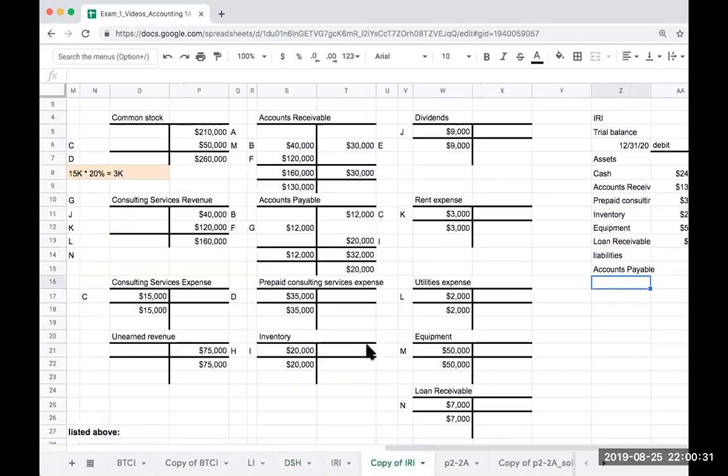So when I look here at the different types of accounts, consulting services expense, that's an expense. Rent expense is an expense. Utilities, and then basically utilities and rent expense. Prepaid consulting services, this could also be labeled as expense or not, but this is prepaid, so this is going to be an asset. Does that answer your question?